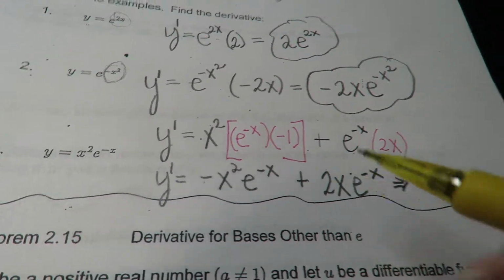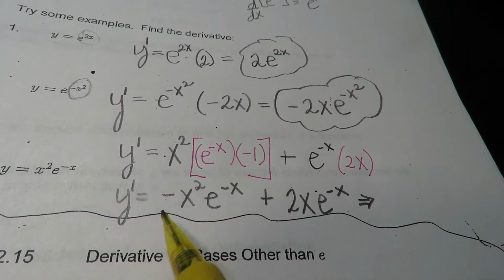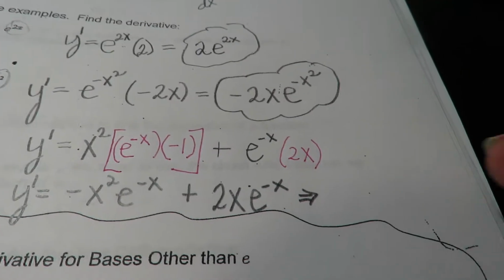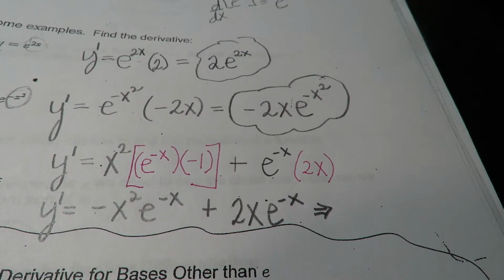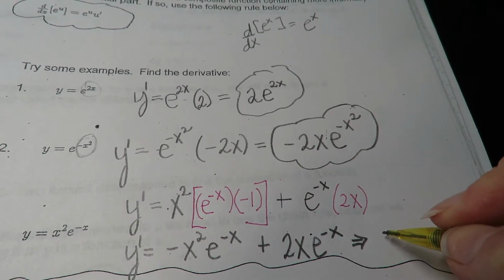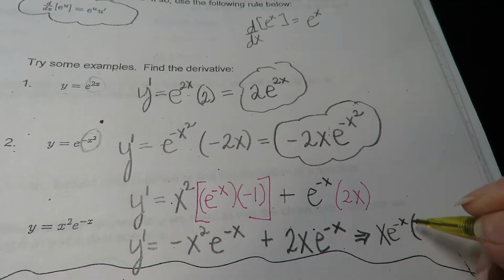Okay, gang, the SD card cut me off, so we had taken the derivative here. I was simplifying the derivative, and I would just suggest you go another step here. You take out the common factor. So the common factor would have been x e to the negative x.